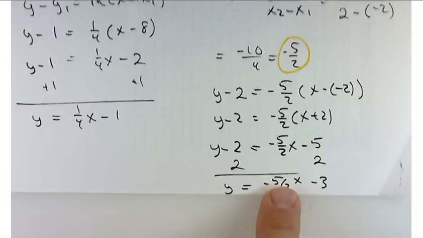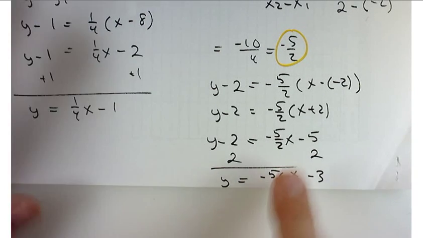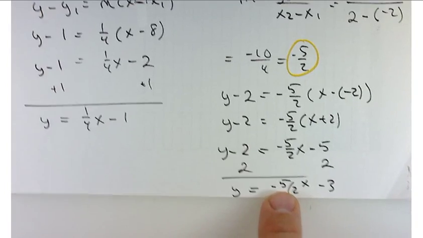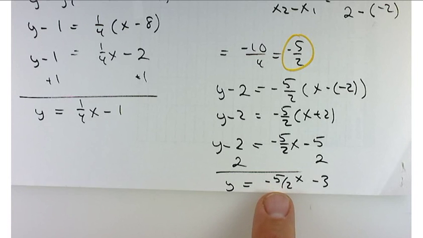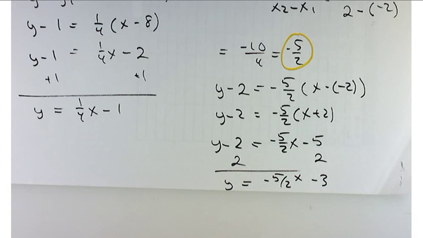In fact, we don't even have to do that much. You could check it simply by plugging in this point. Does negative 2 and 2 work in this equation? Well, if I plugged in a negative 2 here, negative 5 halves times negative 2 would be a positive 5. Positive 5 minus 3 would give me 2. So the first point checks. The second point is going to check as well. But you do have to check both of them.